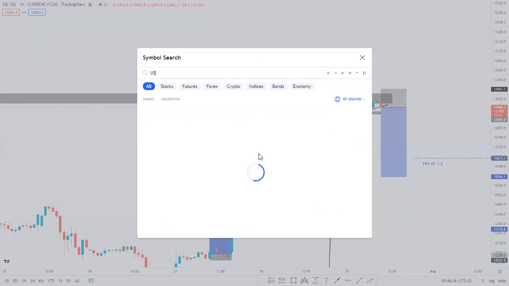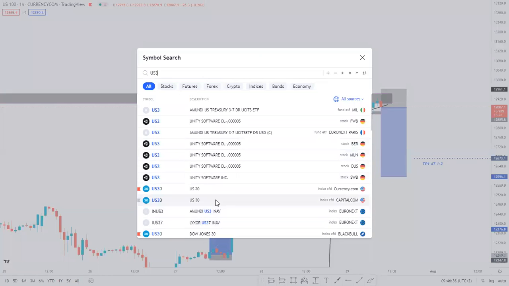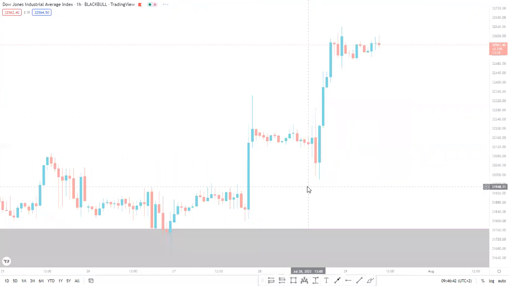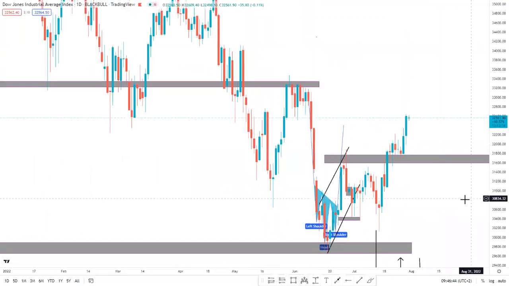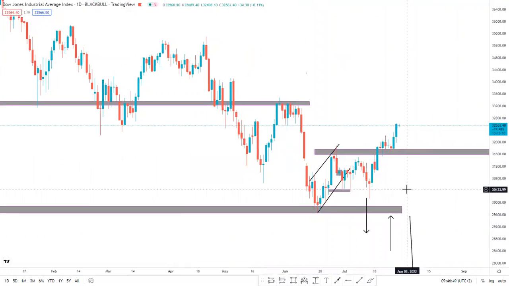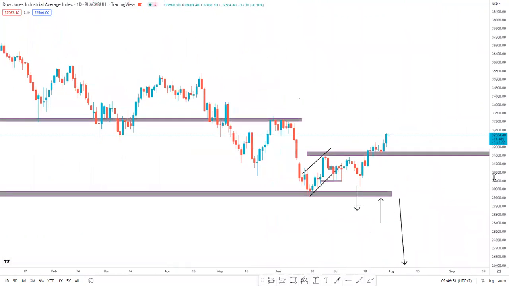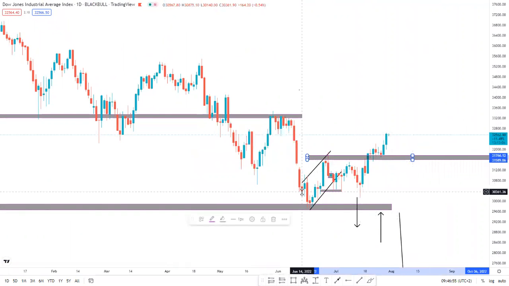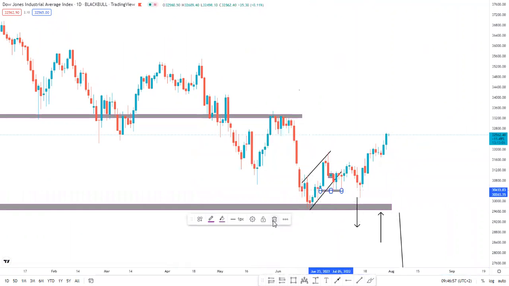So looking at US30, looking at the Dow from the daily time frame. Now on the Dow, we actually waited for a breakout or fill to break, which actually had a breakout of that level.